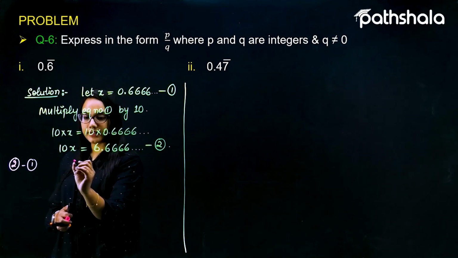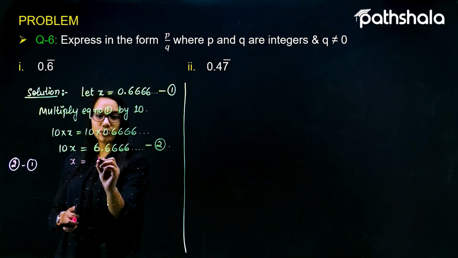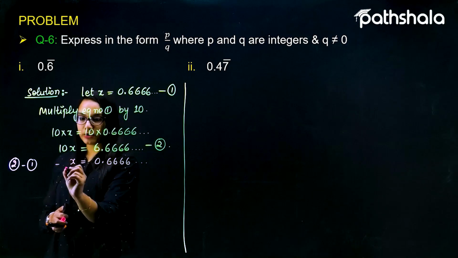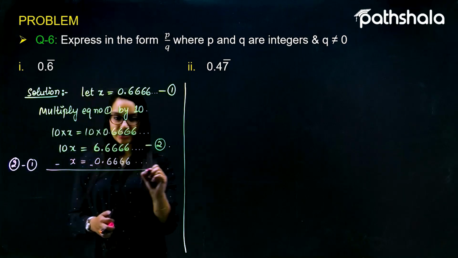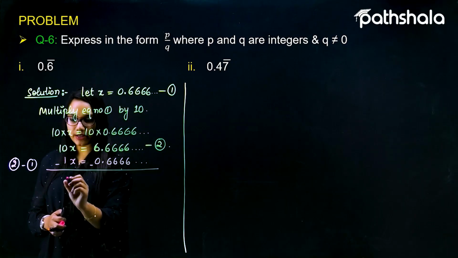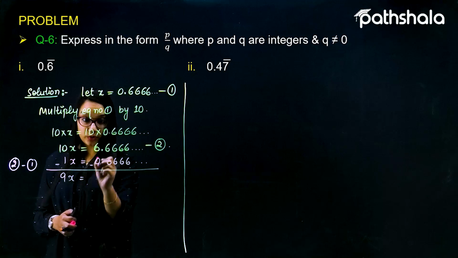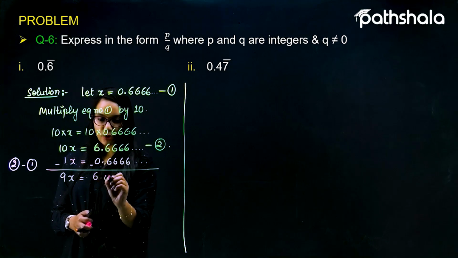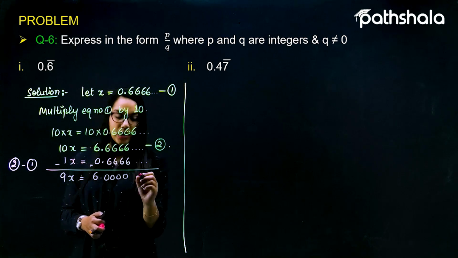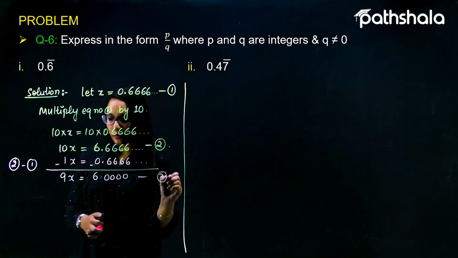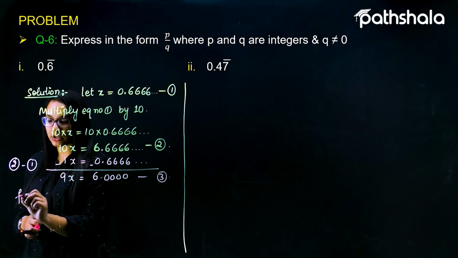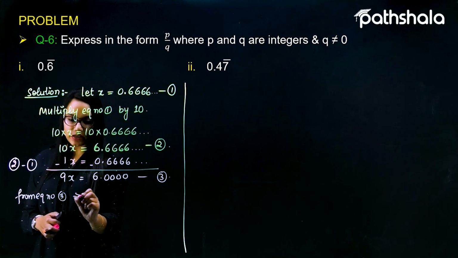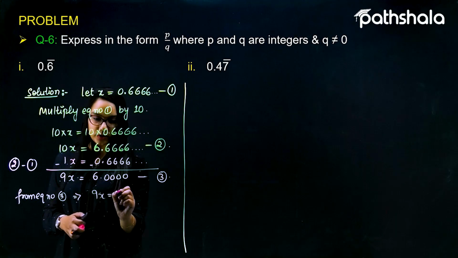So it will be 10x and x on the left, and 6.6666 and 0.6666 and so on on the right. Subtracting these two equations, 10x minus 1x is 9x, which is equal to 6.666 and so on minus 0.666 and so on, that is 6.0000 and so on. Let us call this equation number 3. From equation number 3, we get 9x is equal to 6.